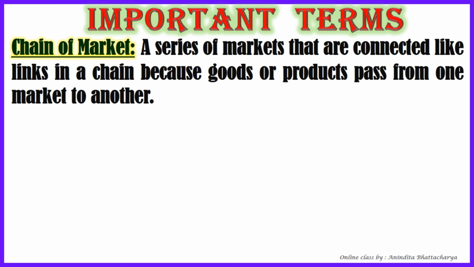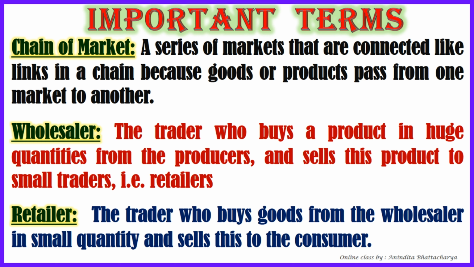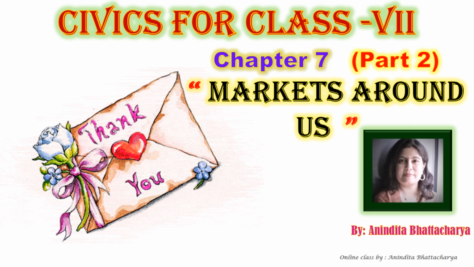Chain of markets: a series of markets that are connected like links in a chain because goods or products pass from one market to another. Wholesaler: the trader who buys a product in huge quantities from the producers and sells this product to the small traders like retailers. Okay, so small traders means retailer. Retailer: the trader who buys goods from the wholesaler in small quantity and sells this to the consumer. Consumer means we, the buyer. So that's the end of this chapter.